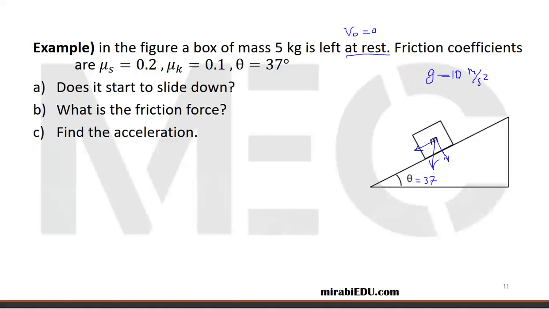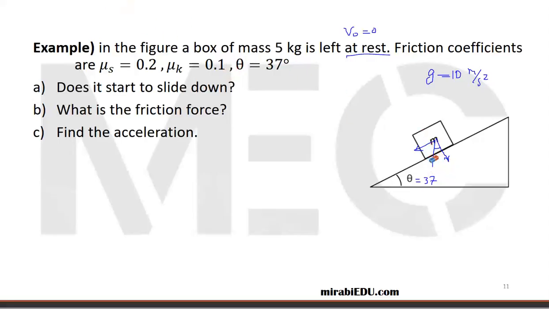I forgot to say this in the question. Let's take g to be 10, so the weight force will be 50. This is the angle theta, which is 37, so again we'll have a 3, 4, 5 triangle, or Pythagorean triple.